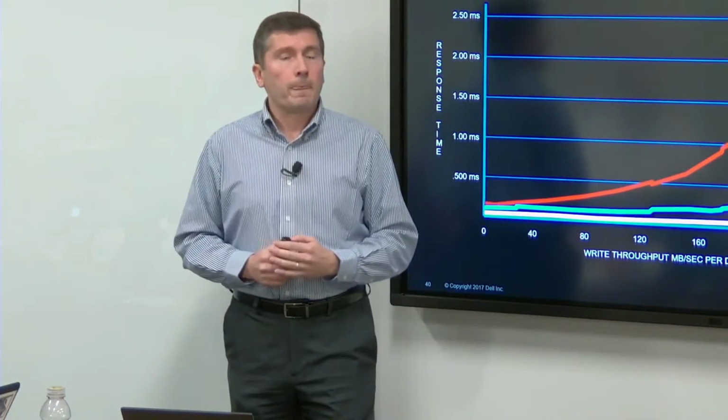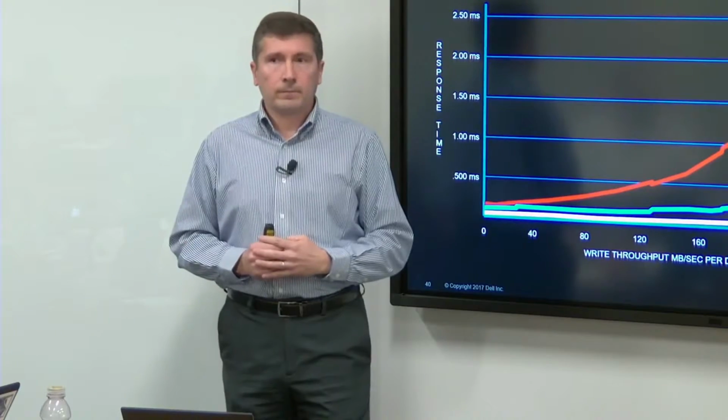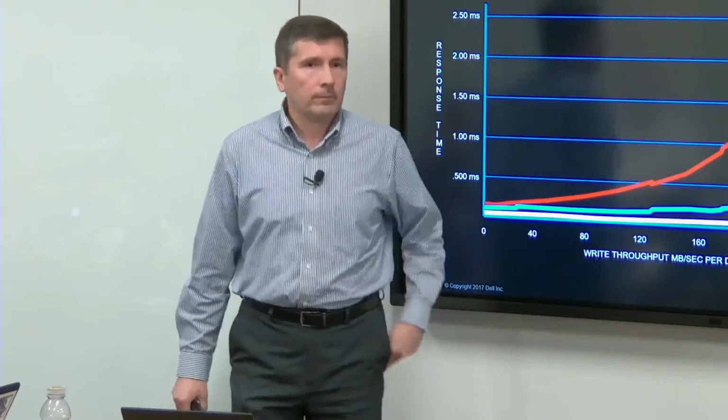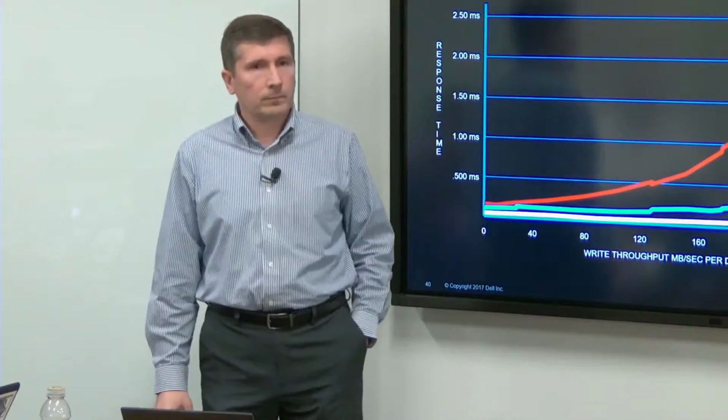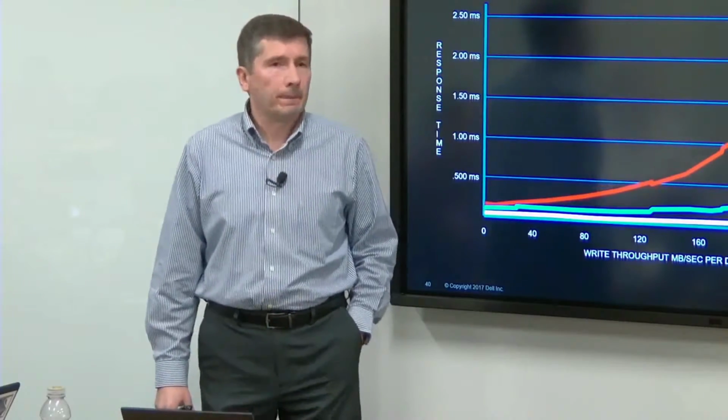Just one other thing on your diagram there. Obviously, as you move through TLC and QLC, the write performance is much worse. So when you say storage class memory, are you referring to things like Optane, or are you referring to NAND storage class memory?